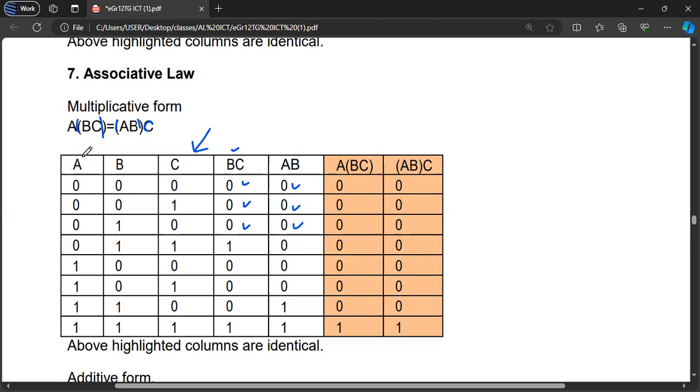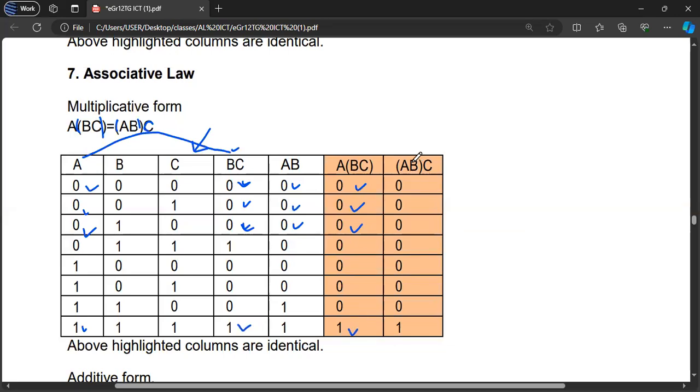Then this A and this BC you need to multiply. So here 0 into 0, it's going to be 0. 0 into 0 is going to give you 0. 0 into 0, here it's also going to give you 0. Like that you can multiply for the remaining also. Now for the last one here, 1 into 1 is going to give you 1, right?